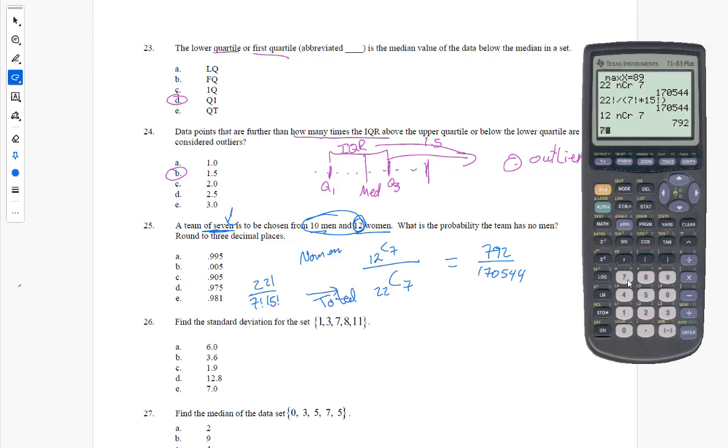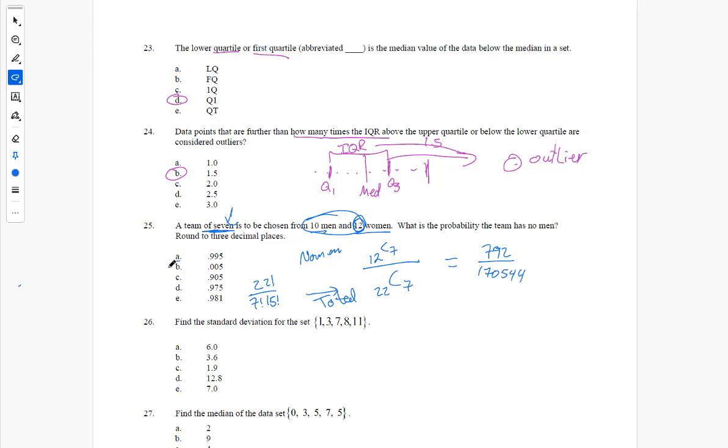So that's not going to be a huge probability, but now we have it. There are 792 teams with just women on them, divided by 170,544, and we're at 0.0046. That's 0.005. Booyah.